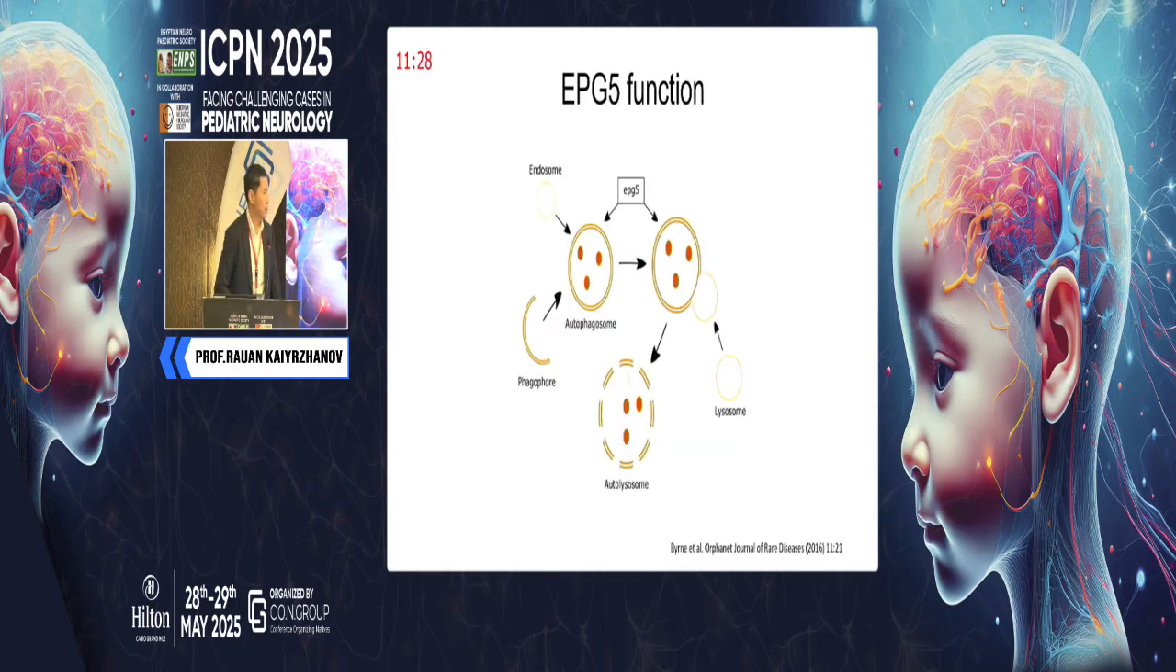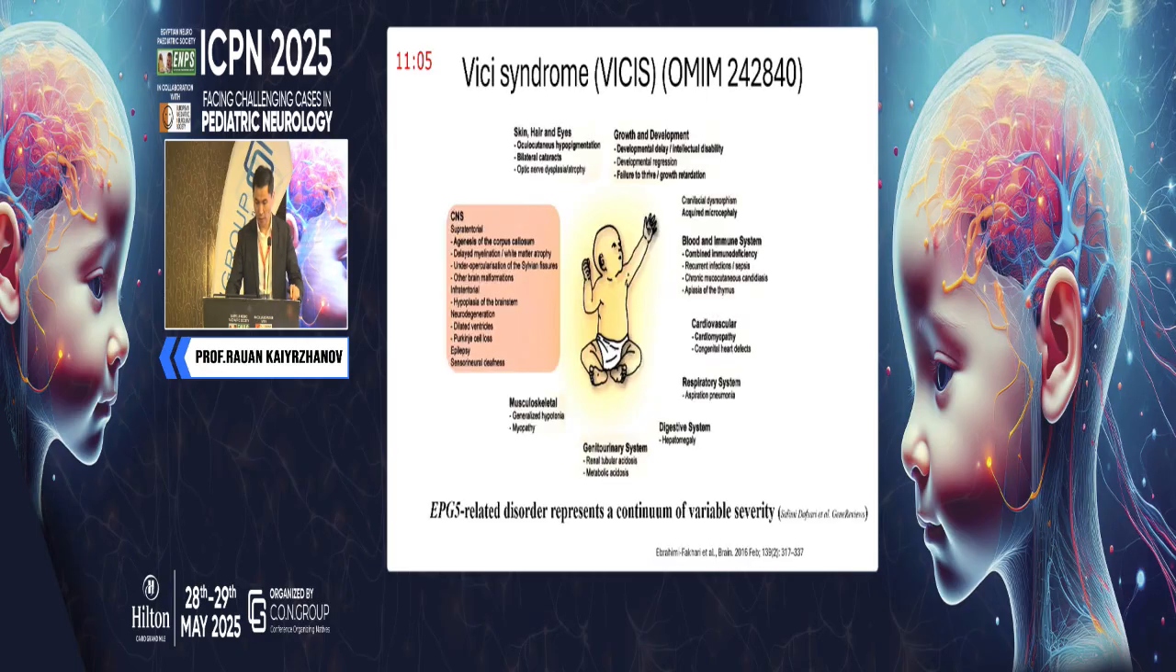But the EPG5 gene, one of the prototypical examples, is a gene responsible for the final stage of the maturation of autophagosomes. I don't know if you can see my cursor here. So basically, the EPG5 gene fuses lysosomes with autophagosomes. If this gene doesn't function, there is no autophagy. And we know it has been classically linked to Vici syndrome.